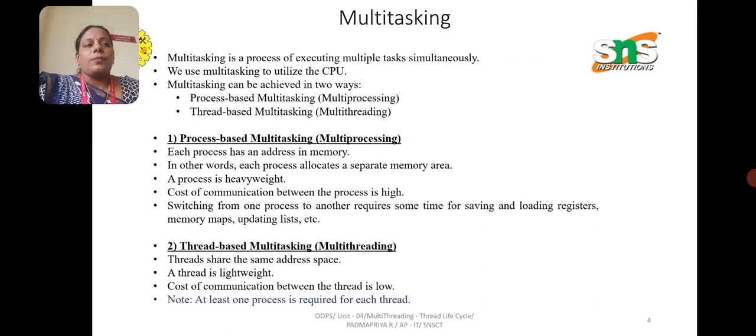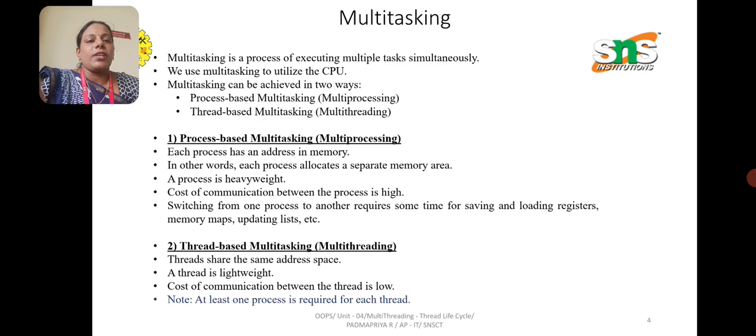So, what is multitasking? Multitasking is a process of executing multiple tasks simultaneously. We use multitasking to utilize the CPU. Multitasking can be achieved in two ways: process-based multitasking and thread-based multitasking. Process-based multitasking: each process has an address in memory. In other words, each process allocates a separate memory area.